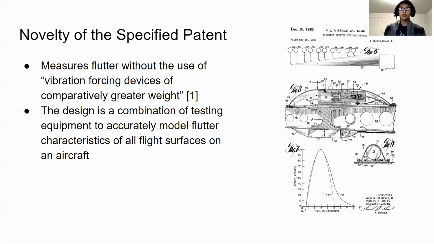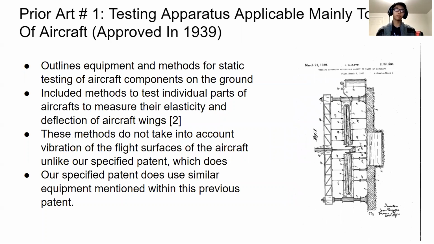So the novelty of this specific patent is that it measures flutter without building a massive structure that tests specimens. What it does is it places sensors all around the surface of the aircraft. And when the aircraft flies, the sensors measure how much vibration is occurring. And that is what the patent is talking about, basically.